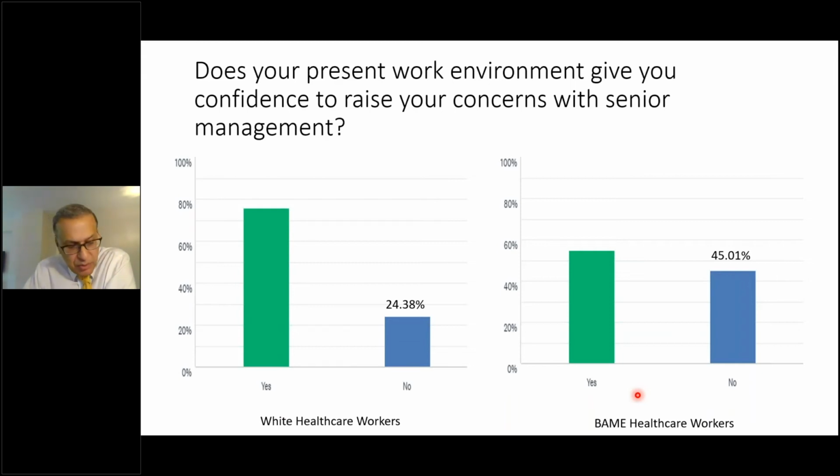Similarly, when a question was asked whether the present work environment gives them confidence to raise concerns with senior management, again, significantly more BME colleagues said they do not have the confidence to raise concerns as compared to white healthcare workers. When I presented this data to some of the senior NHS leaders, they said it might be because most of the ethnic minority healthcare workers are from abroad. There may be cultural issues, there may be a language barrier.